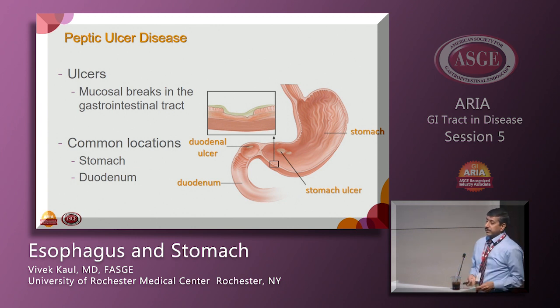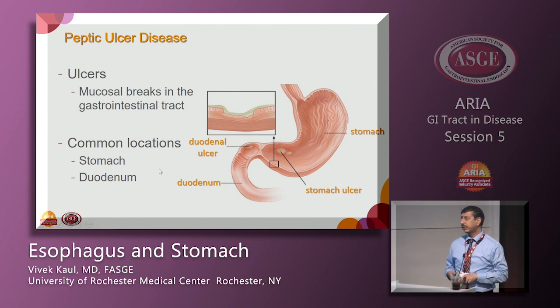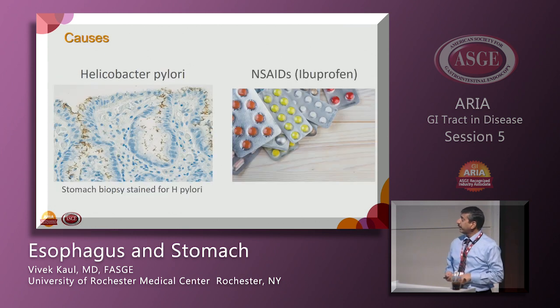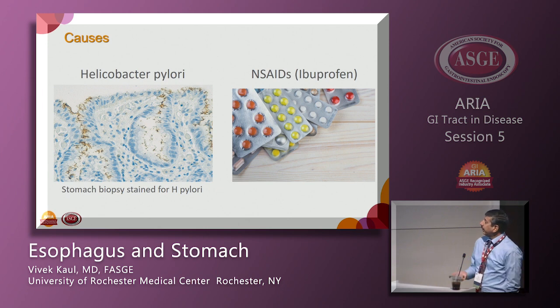Moving on to peptic ulcer disease, which is far more common than achalasia. So peptic ulcer disease is basically ulcers that are created in the acid environment. There are breaks in the gastrointestinal tract, and the common locations are in the stomach and the intestine. Again, they lead to a lot of grief, bleeding, perforation, abdominal pain. These are the two causes associated with peptic ulcers.